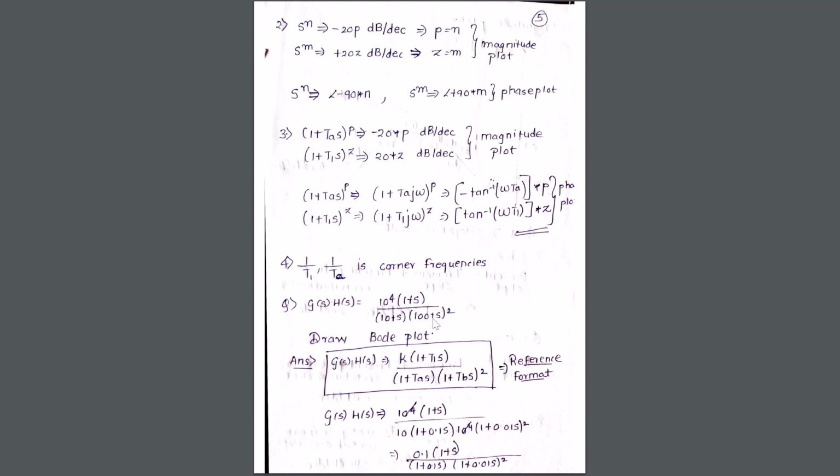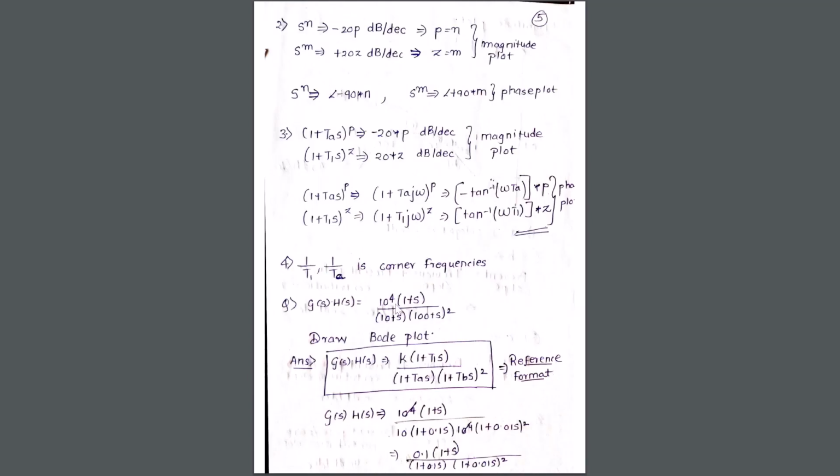And how do I mark this frequency? 1, 10, 100. Once a question is given to you, you are going to reduce it to a standard format, which is k into 1 plus t1 of s upon 1 plus t of s into 1 plus tb of s. Then 1 plus s, the coefficient of s is 1. So take 1 by 1, that is 1. Next I have 1 plus 0.1 of s, so take 1 by 0.1, that is 10. Then I have 1 plus 0.01 of s, that is 1 upon 0.01, that is 100. Hence I get all these frequencies, which are known as corner frequencies.